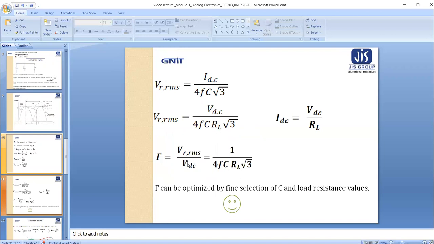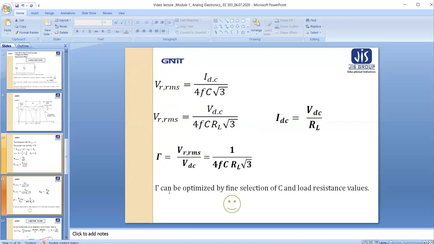Therefore, the ripple factor tau equals VR RMS by VDC. VR RMS equals VDC by 4fC RL root 3, divided by VDC. So VDC cancels out, and it becomes 1 by 4fC RL root 3. So tau can be optimized by fine selection of C and the load resistance. Now I will focus on the tau values.